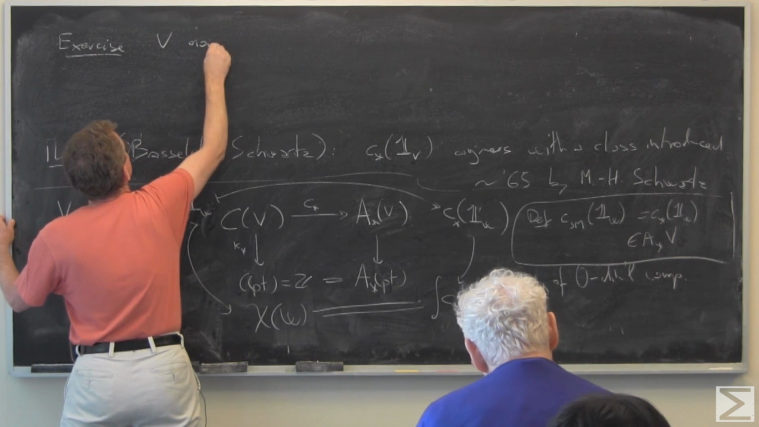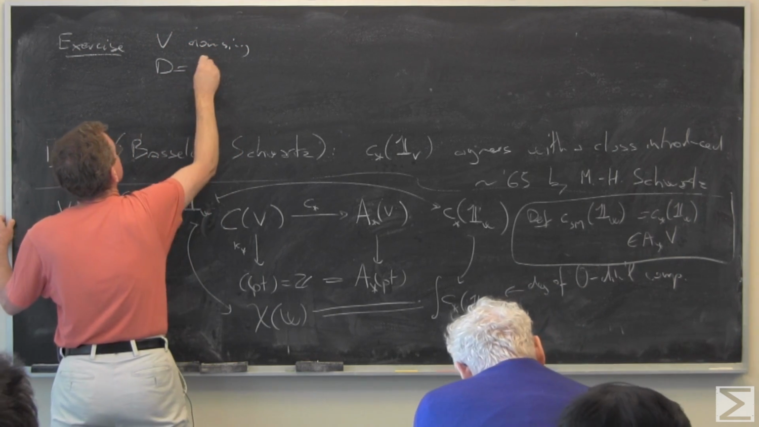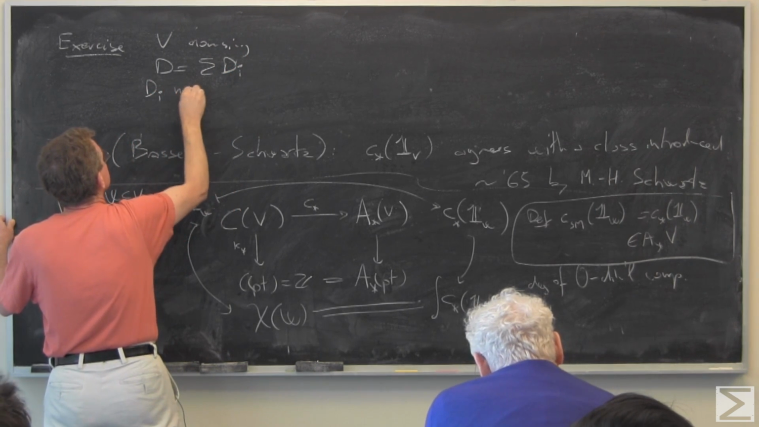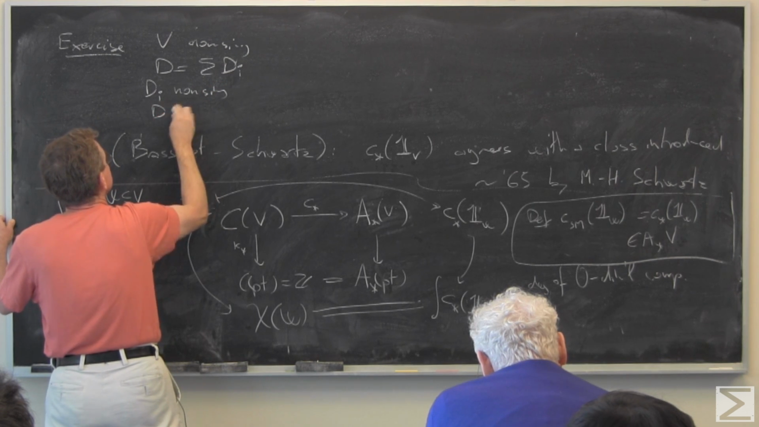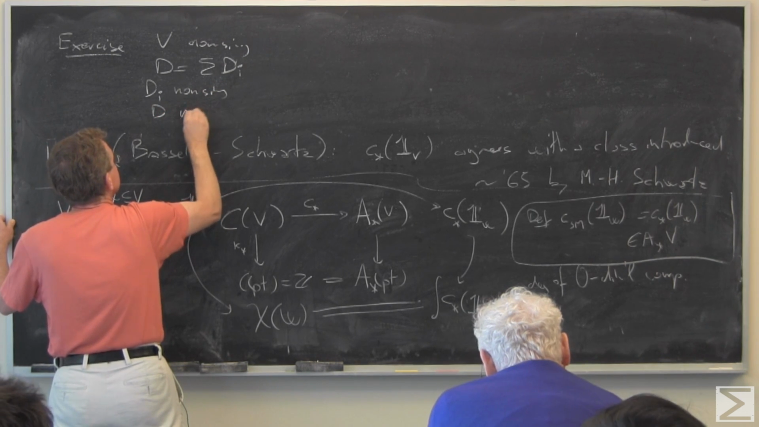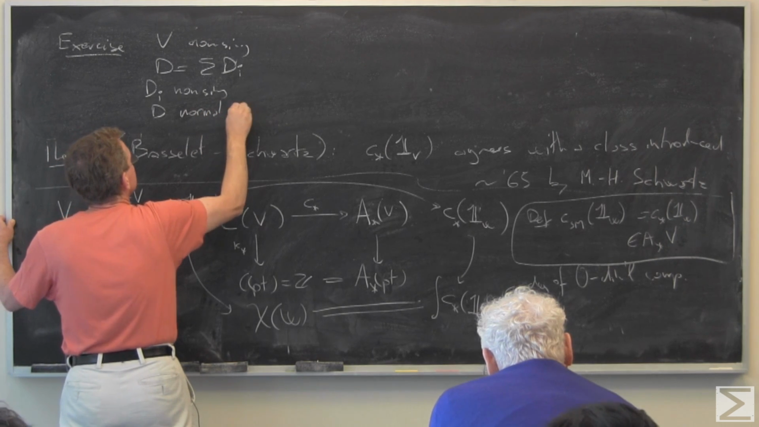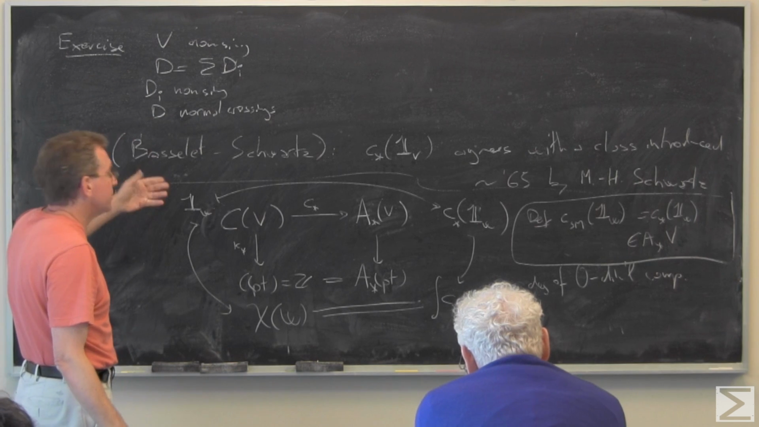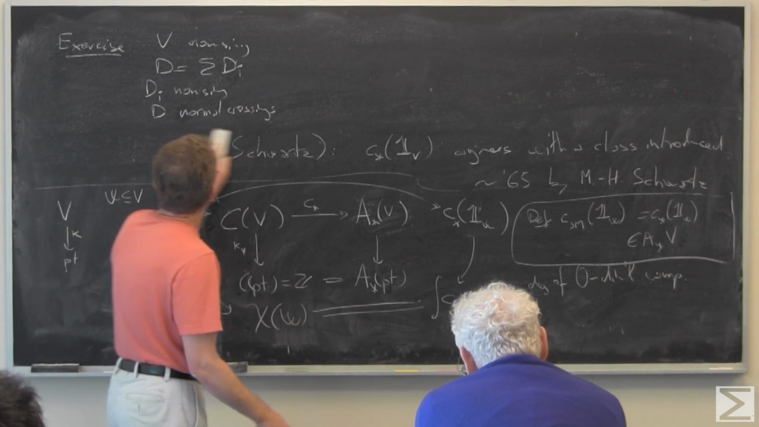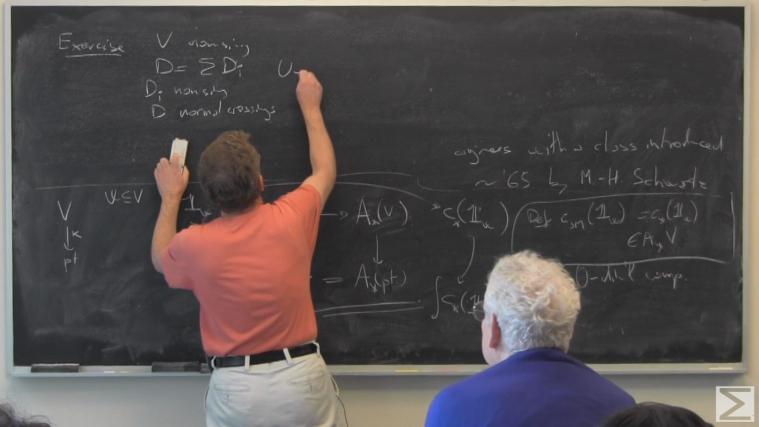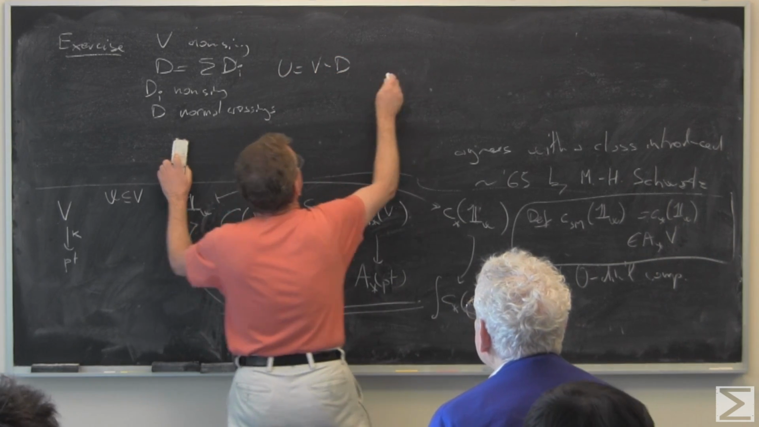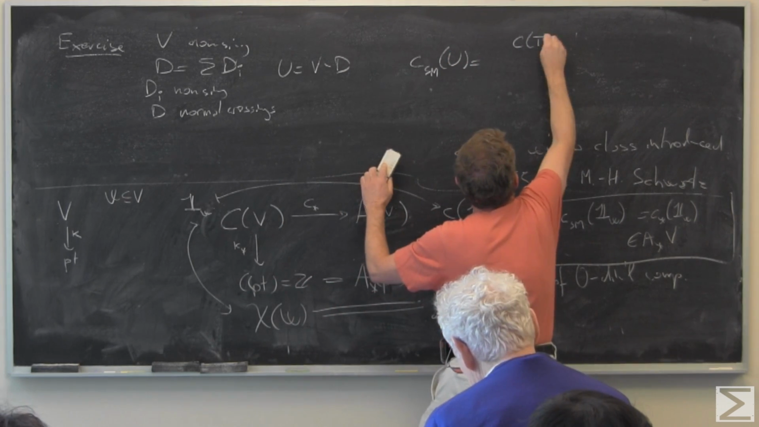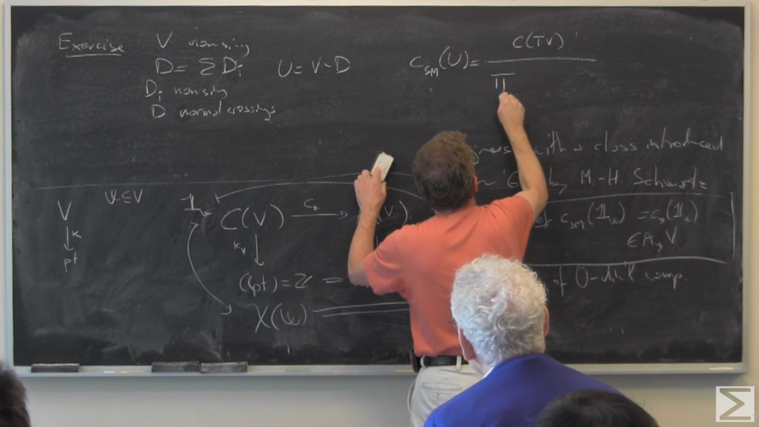V is non-singular. D is a union of components D_i. The D_i are non-singular, and D is normal crossings, which by my definition means that all possible intersections are non-singular of the right dimension. U is V minus D. Then the exercise is to prove that CSM of U is c(TV) over this.